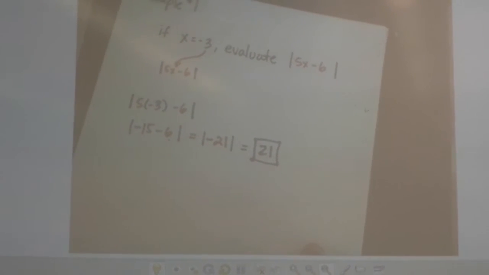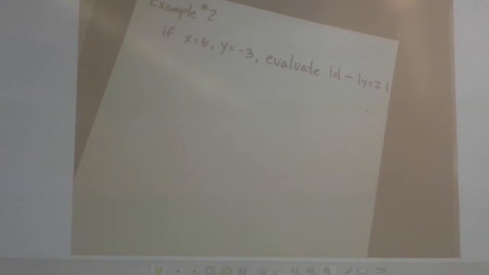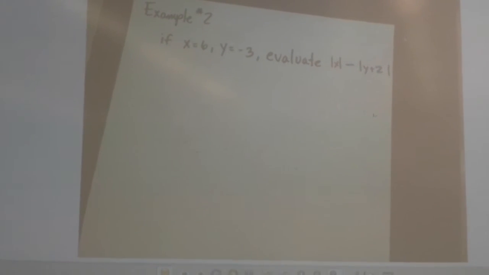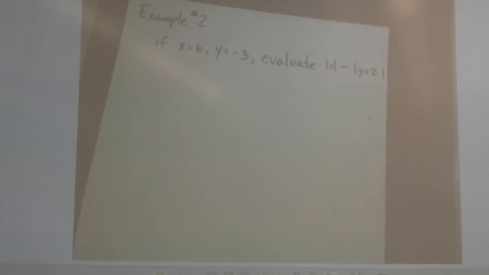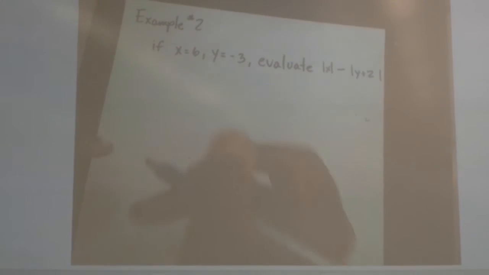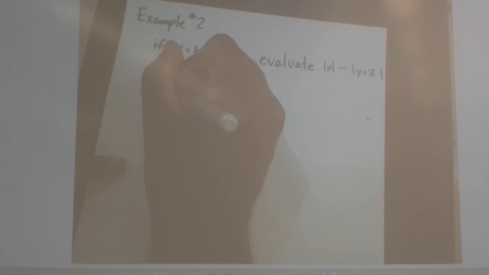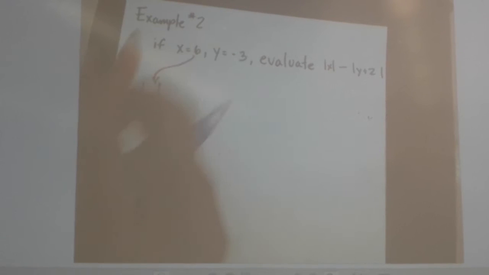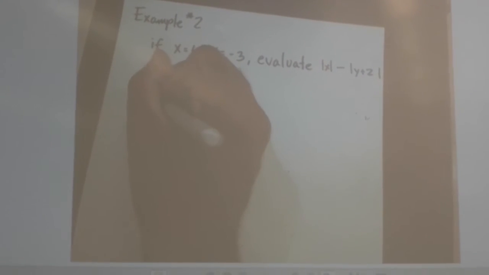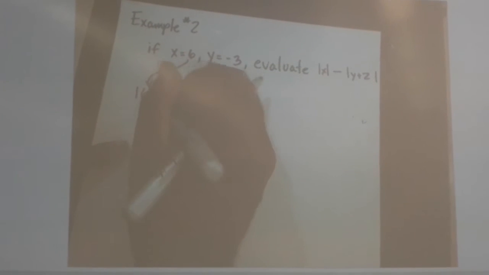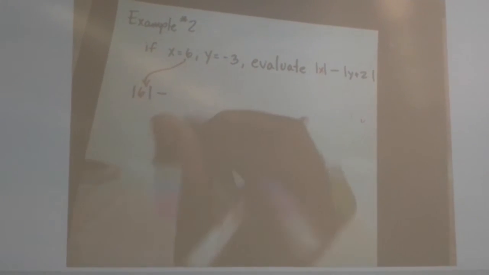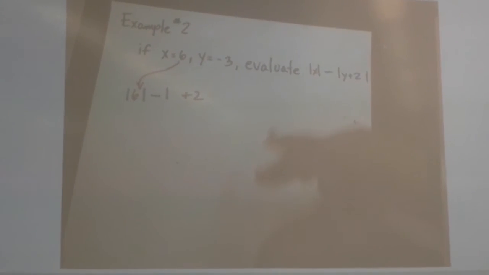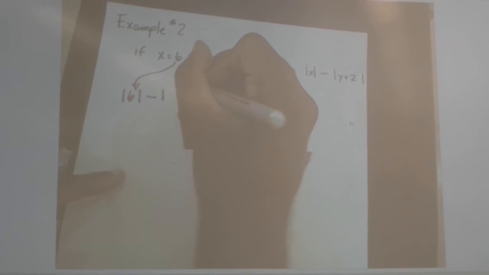Now your last and final example is example number 2. Now this time we have 2 variables inside the expression. So therefore, I still do the same thing. This 6 now goes in here because this represents x. So this is 6 minus what's inside the absolute value of y plus 2. So now, exchange that y for negative 3.